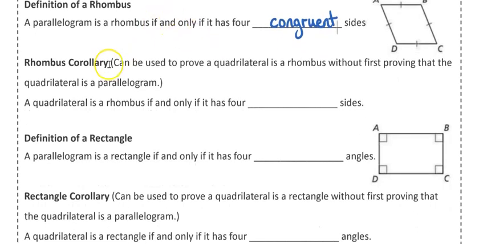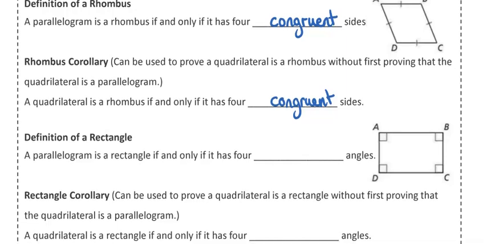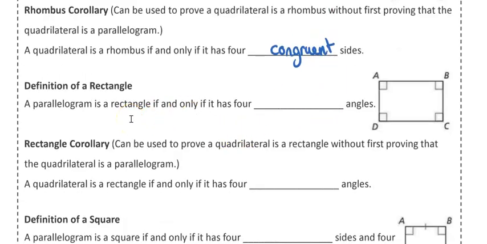Okay, the rhombus corollary, the whole point of this is you can use it to prove from a quadrilateral. You don't already have to know it's a parallelogram, you just know it's a 4-sided figure. So if you have a quadrilateral, it is a rhombus if and only if it has 4 congruent sides. As long as you know that you have a quadrilateral with 4 congruent sides, then you know it's a rhombus.